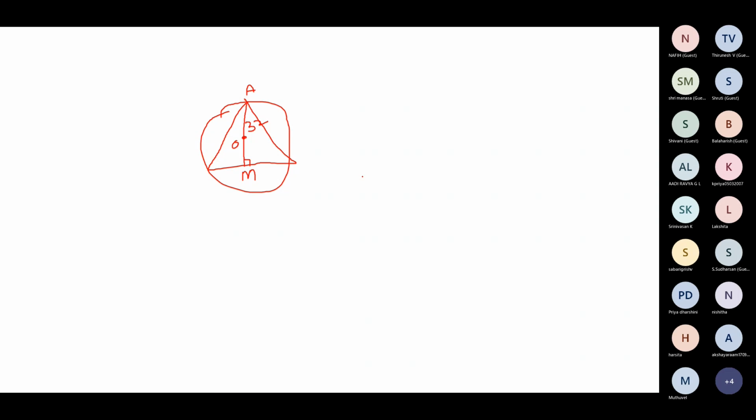We've seen the properties earlier, so I'm not explaining them. AM is the altitude or the median of the equilateral triangle ABC. And what is the property? We know that O is the centroid. If AM is regarded as the median, then O is the centroid, and the centroid divides the median in the ratio 2:1. So now what is OA? OA is the radius, OA is equal to 32.